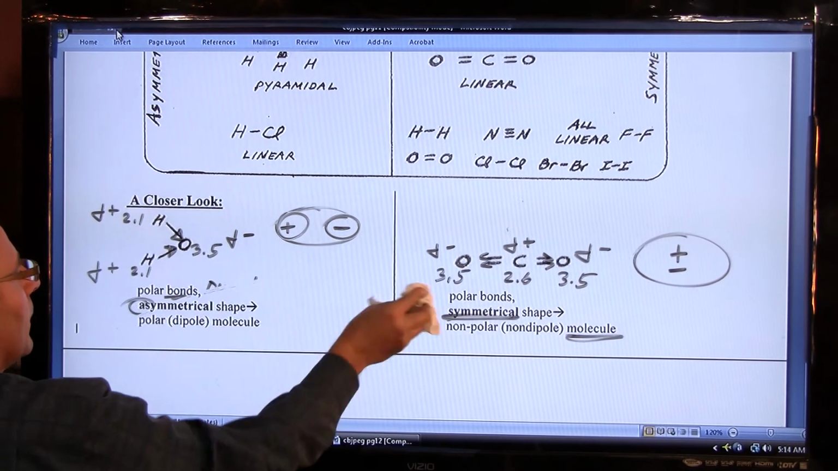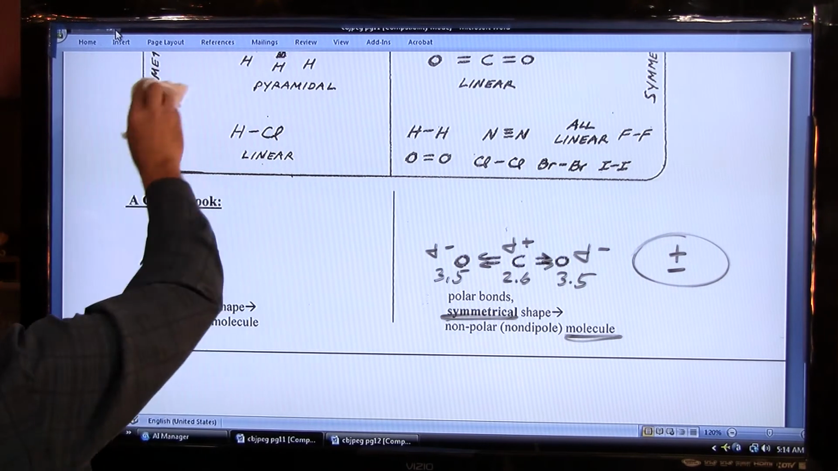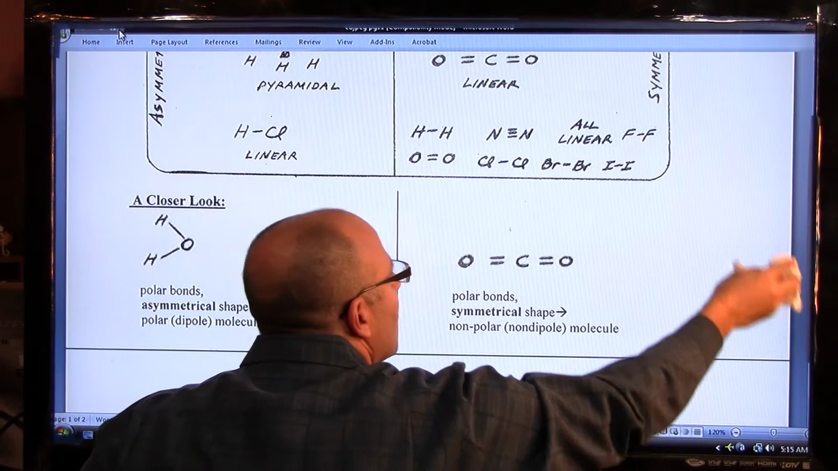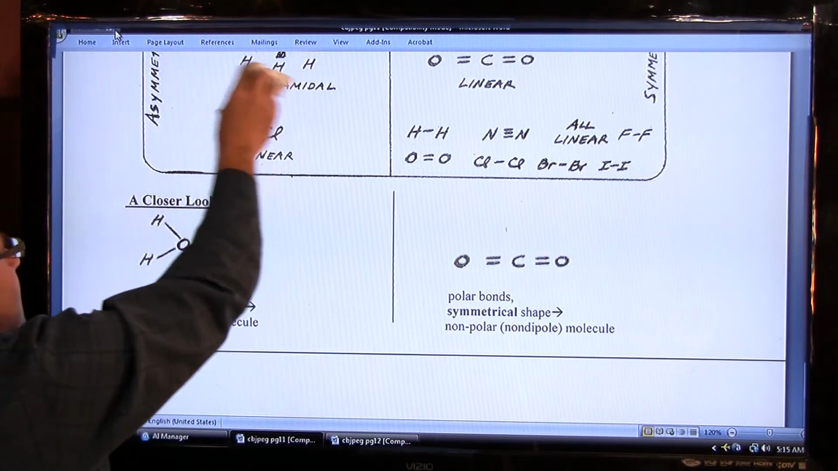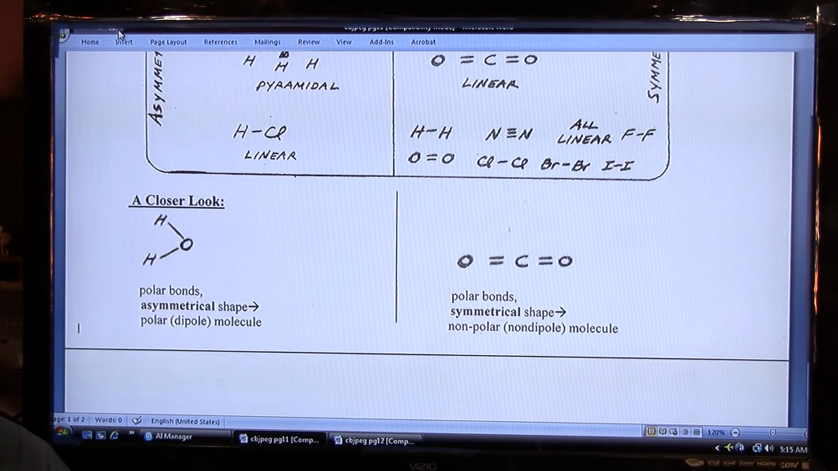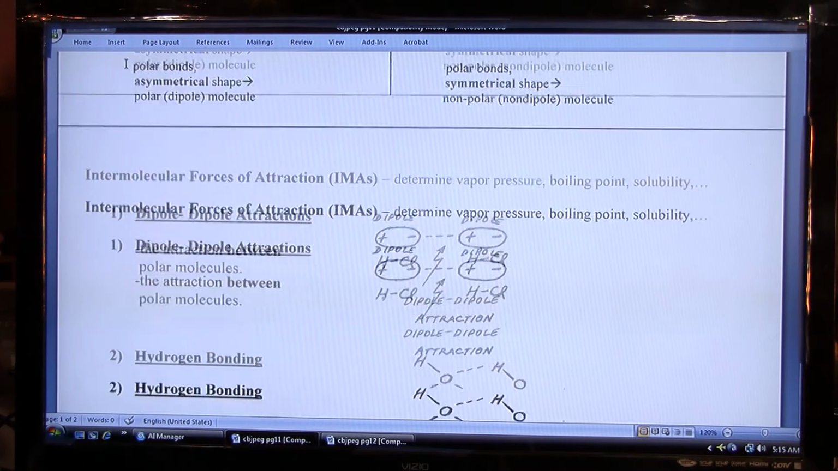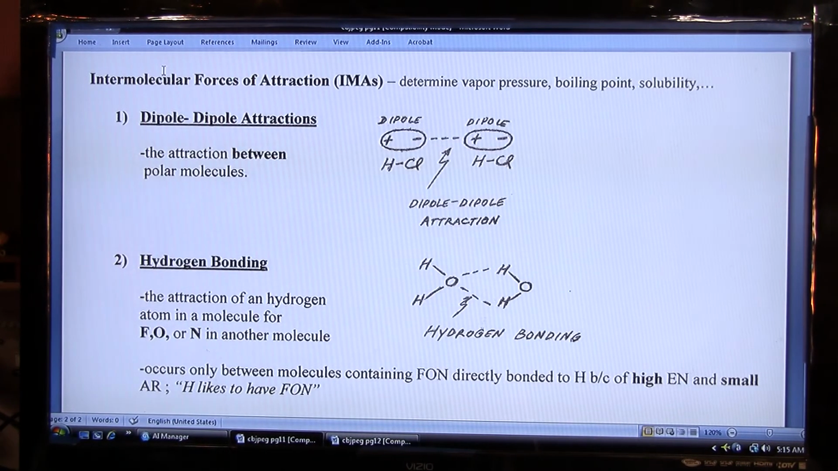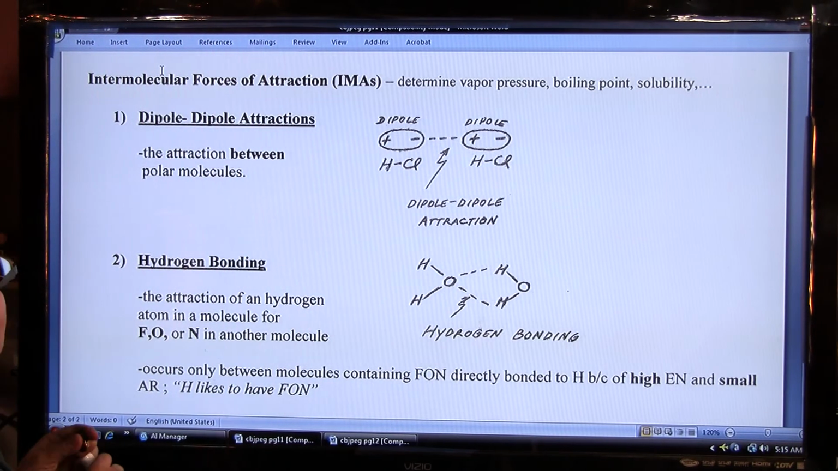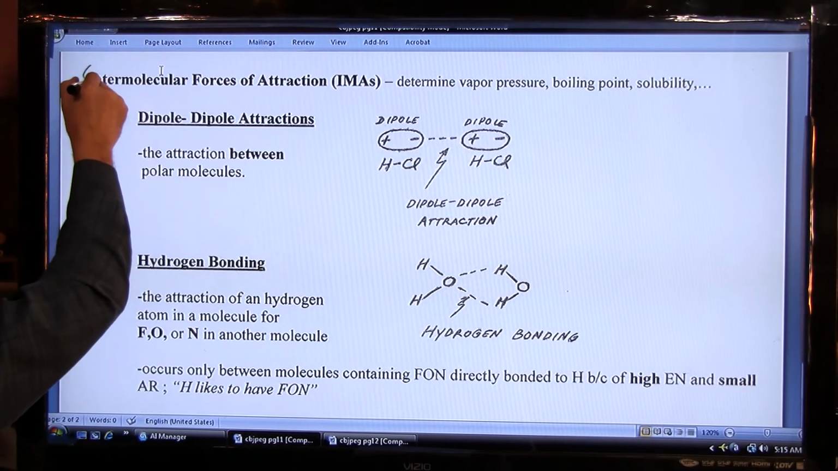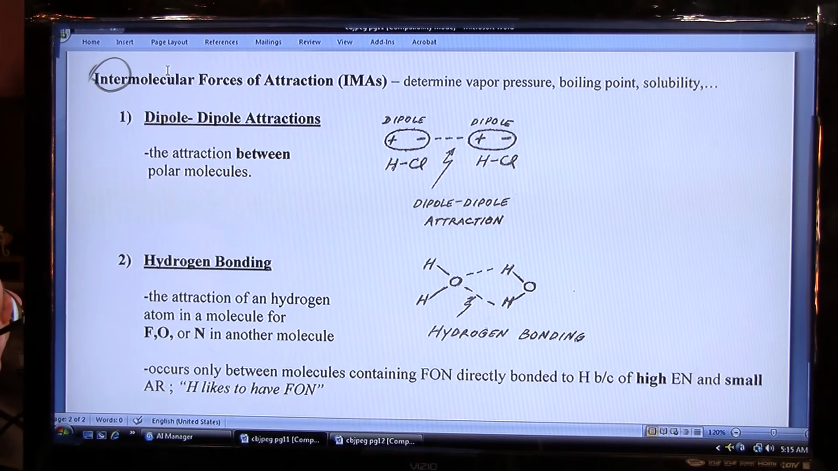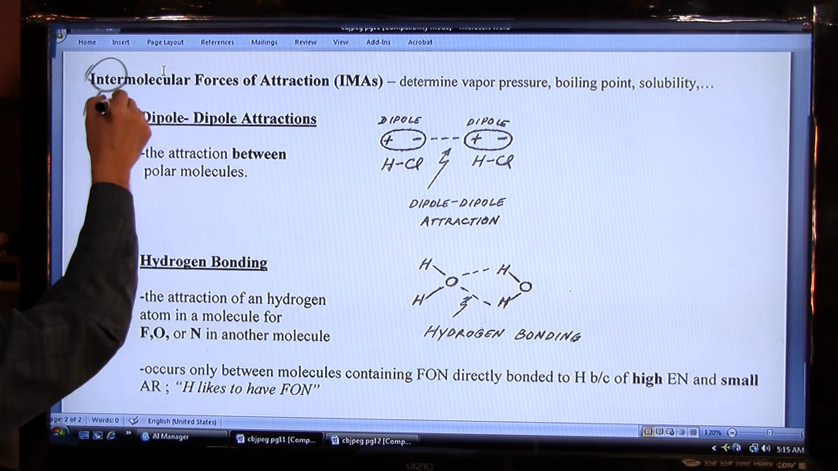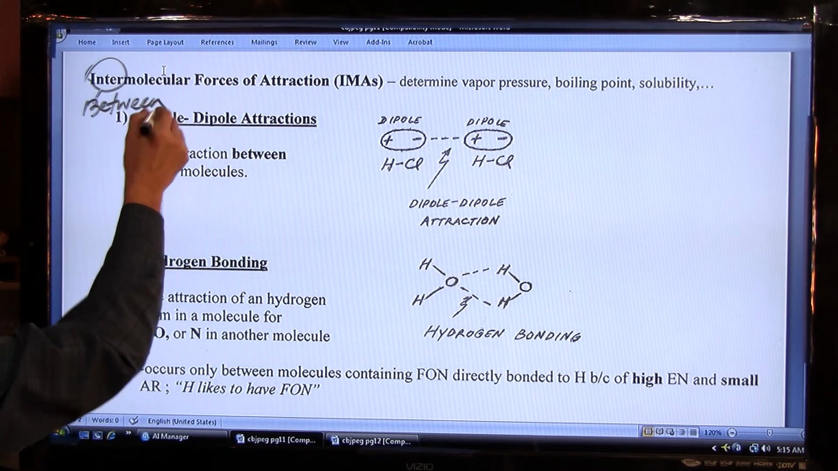Now let's move down and consider the attractions between molecules. In other words, how does one molecule stick onto another? We call this topic intermolecular forces of attraction. Inter, in this case, meaning between. We mentioned this in the first unit when we spoke about boiling points. So we're talking about the forces between molecules.